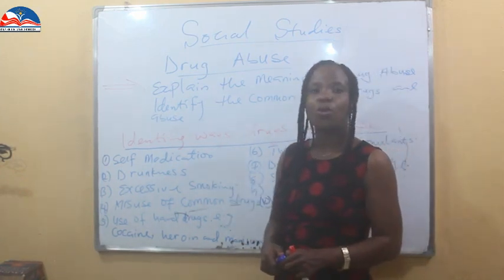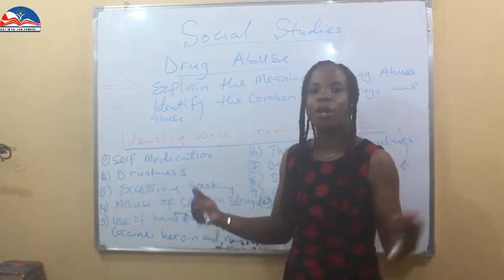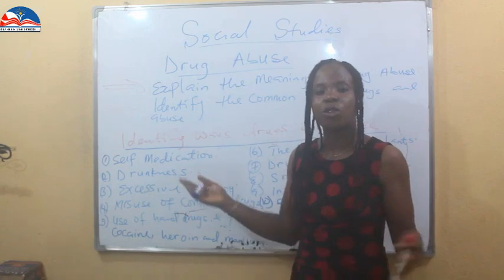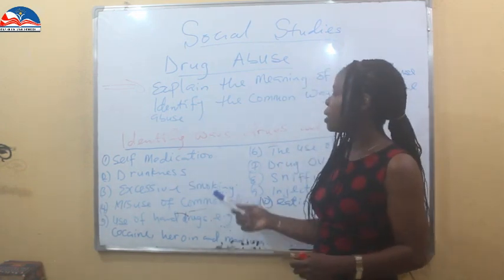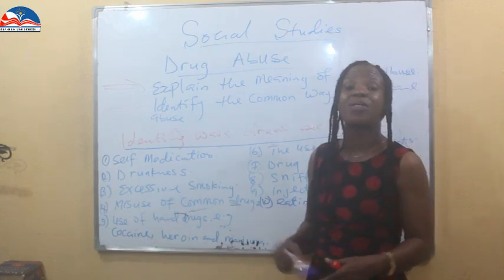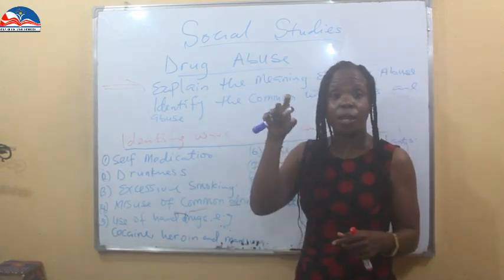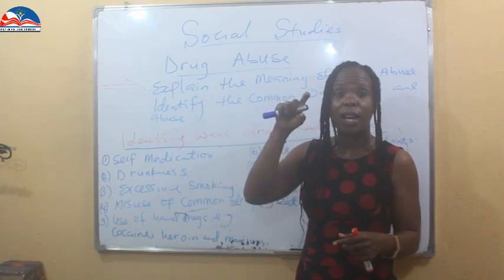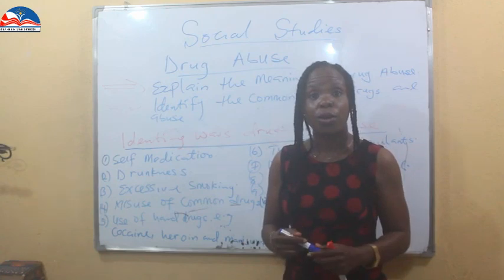Drunkenness: people just overdrink, abusing it in such a way that they are overdrunk. Mentally they are not stable again, emotionally they are not stable again, and they do things randomly. Excessive smoking. Smoking in itself is bad. If you have read the label on cigarette cartons, you see smokers are liable to die young.